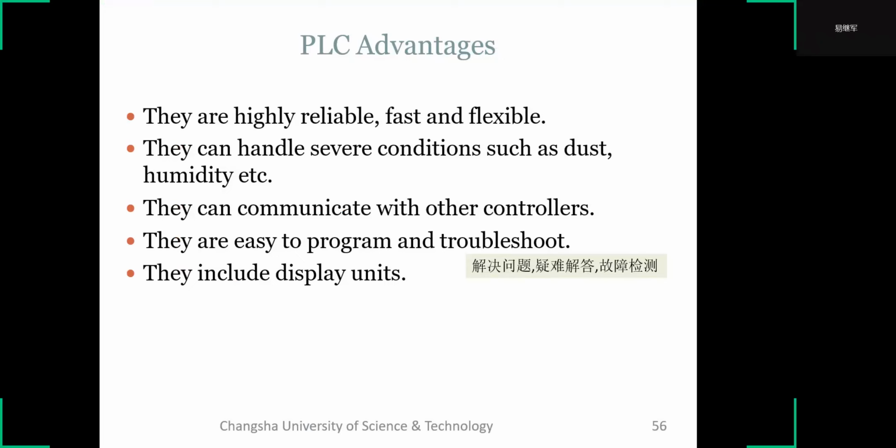Last class I introduced the PLC advantages. PLCs are highly reliable and easy to use. They handle severe conditions.